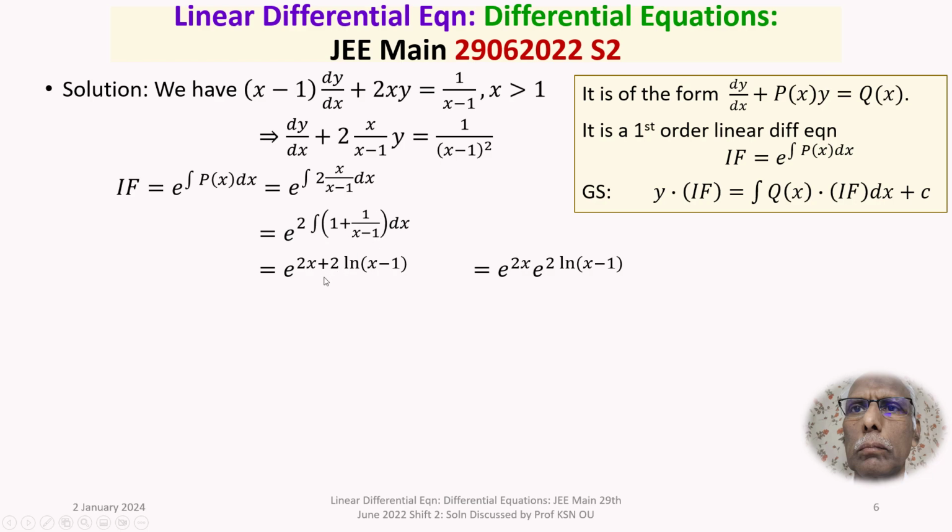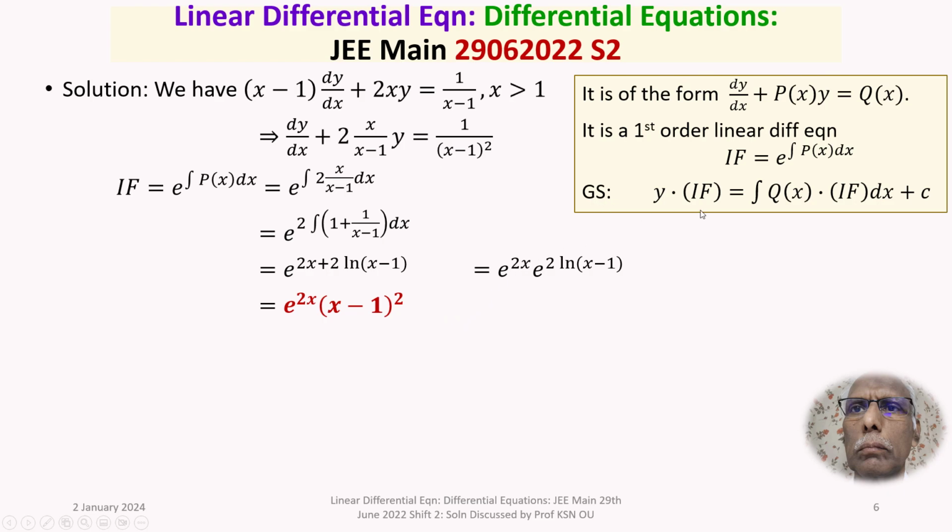And this is written as e^(2x) multiplied by e^(2 ln|x - 1|). e^(2 ln|x - 1|) is the same as e^(ln (x - 1)²), and e^(ln (x - 1)²) is (x - 1)². So this will be e^(2x)(x - 1)². That is your integrating factor. Right. So we are ready now to compute the general solution.